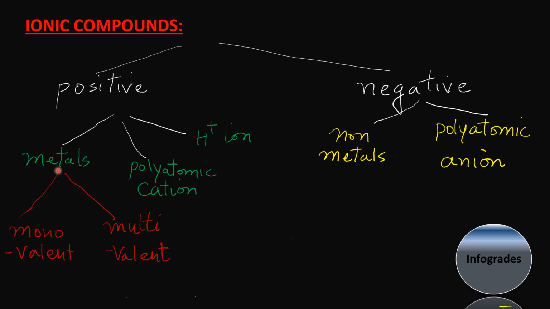If it is a metal, the other thing you will specify for sure, this is very, very important, is to look carefully whether it is a monovalent metal or a multivalent metal. Monovalent metal, as the name says, mono means single, valent means valency, so these are metals with only one valency possible. For example, all group 1 elements, all group 2 elements.